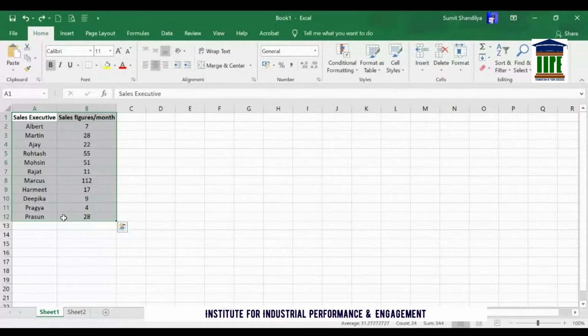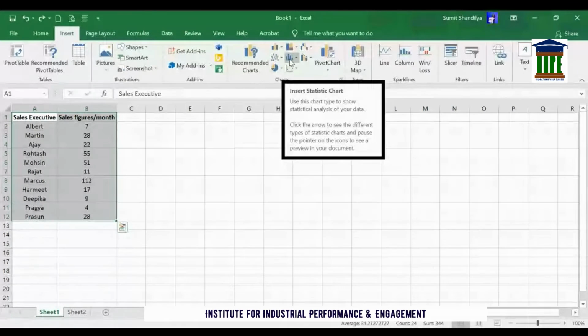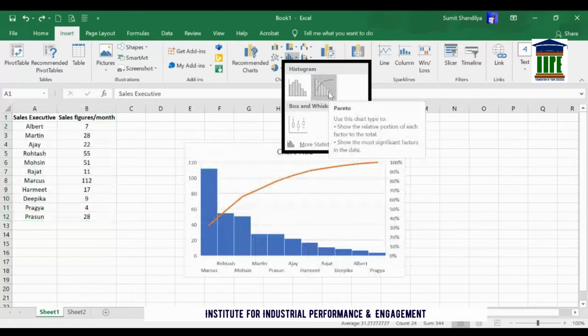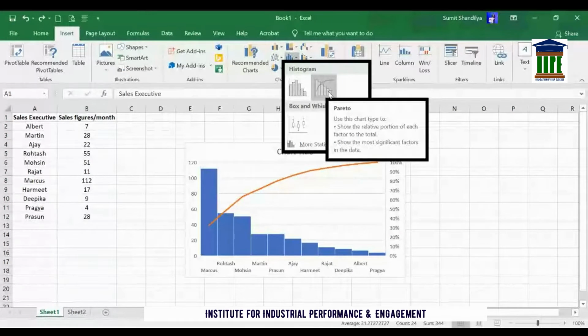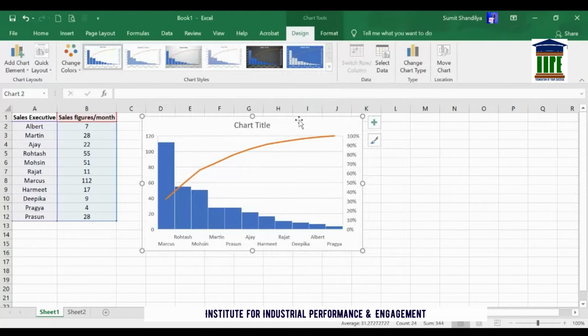After selecting the data, go to the Insert tab. In this Insert tab, in the Insert ribbon, just find the section of Charts. In the section of Charts, roll over your mouse to the tab of Insert Statistic Chart. Click on the drop-down menu, and after clicking on the drop-down menu, select the second chart in the series of histogram, that is your Pareto chart. Just click on this chart, and here you are with your Pareto diagram.